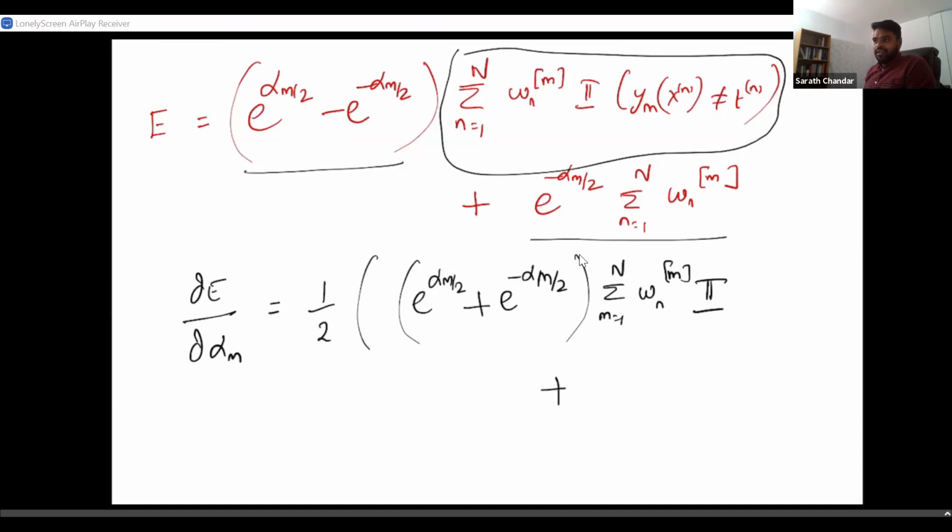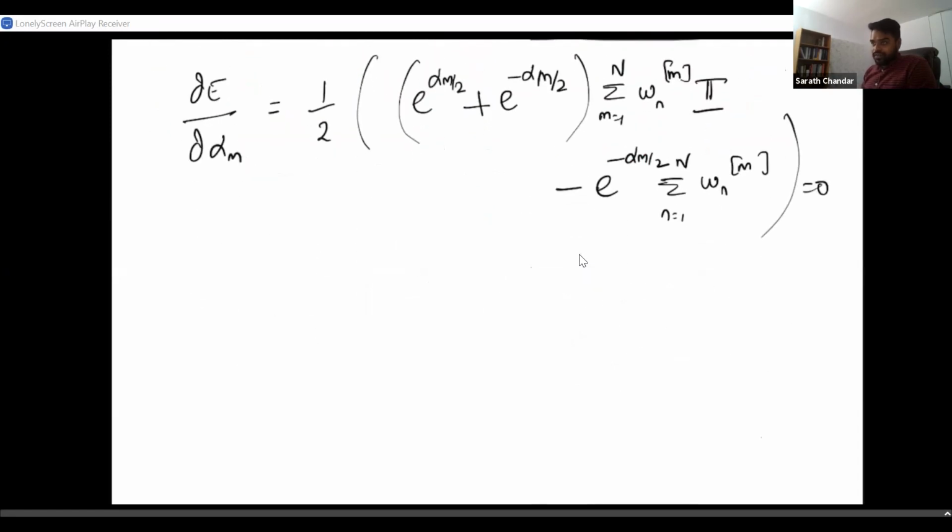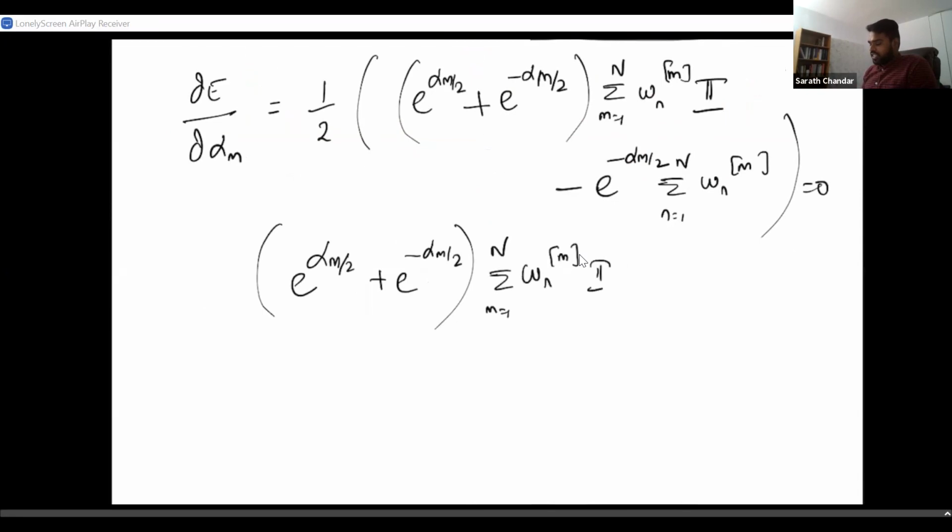Plus, you have e power minus alpha m by 2. You differentiate it, you get e power minus alpha m by 2. You differentiate minus alpha m by 2, you get minus 1 by 2. 1 by 2 is already outside, so I just need to make this a minus: summation over n is equal to 1 to capital N, Wn of m. Now this whole thing is equal to 0. So now it's easy to simplify. e power alpha m by 2 plus e power minus alpha m by 2, times the summation over n is equal to 1 to N, Wn of m indicator, is equal to e power minus alpha m by 2, summation over n is equal to 1 to capital N, Wn of m.